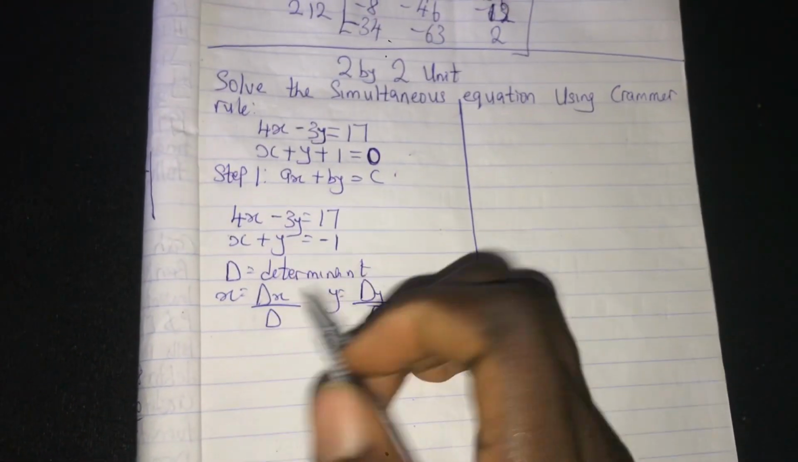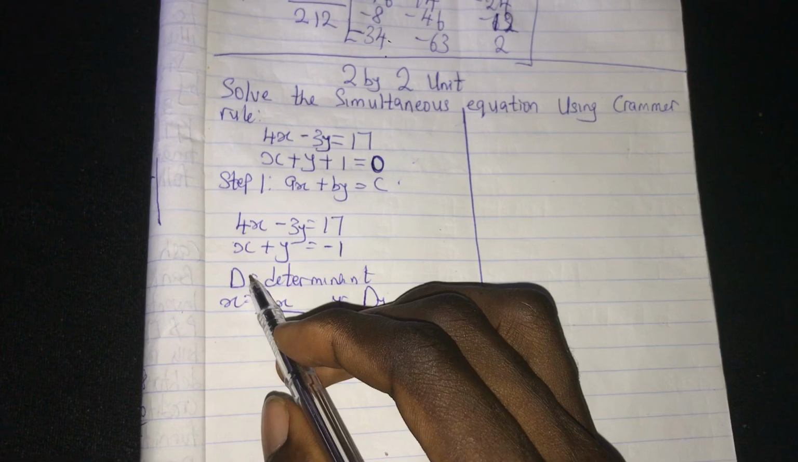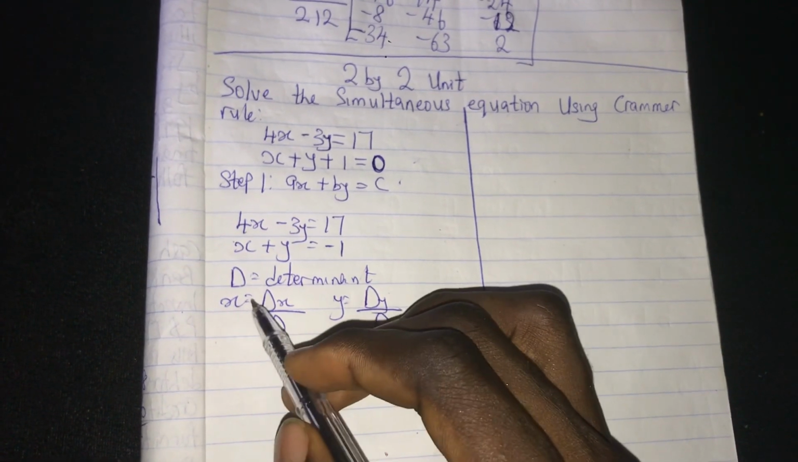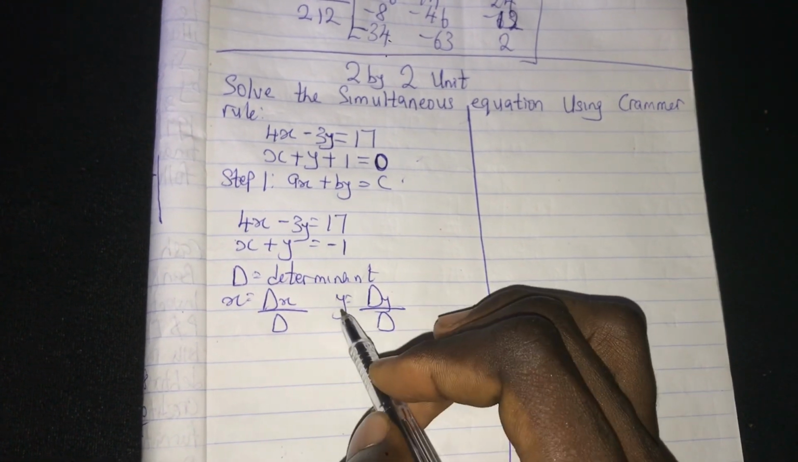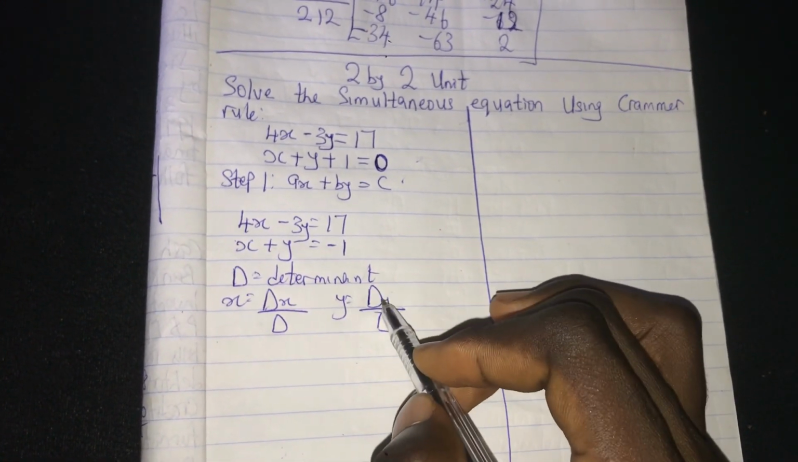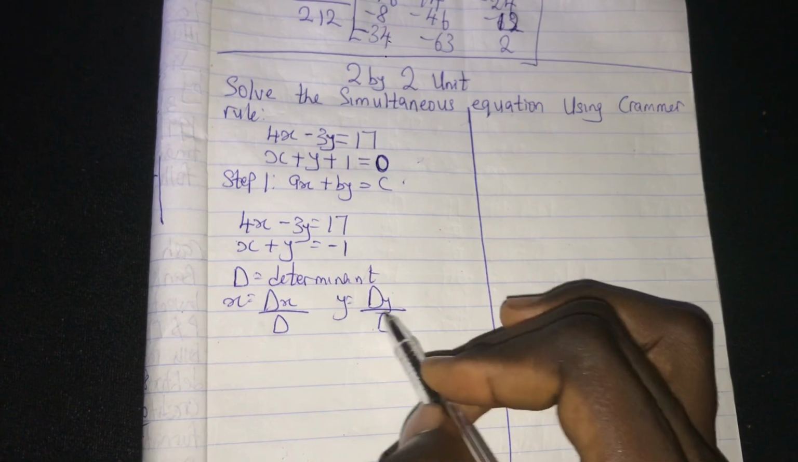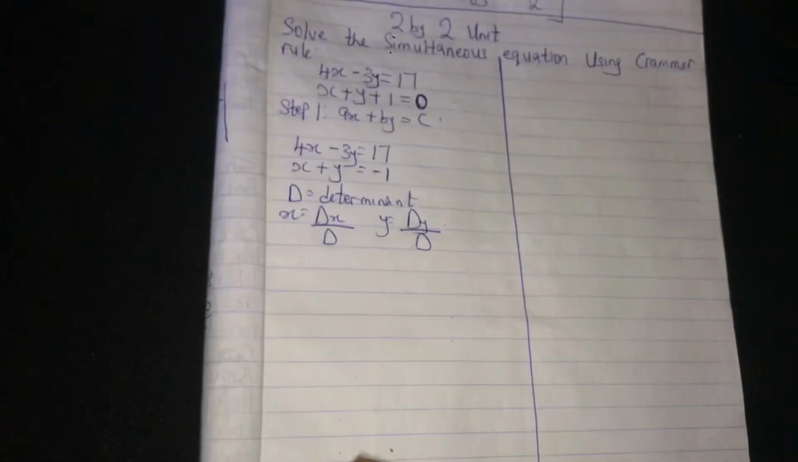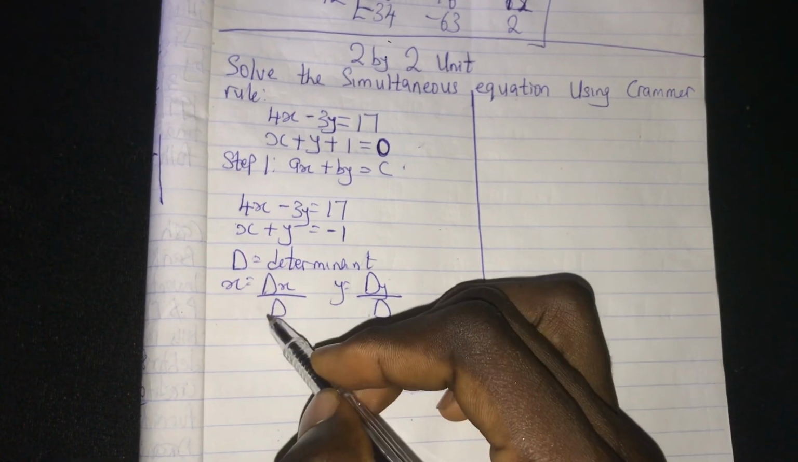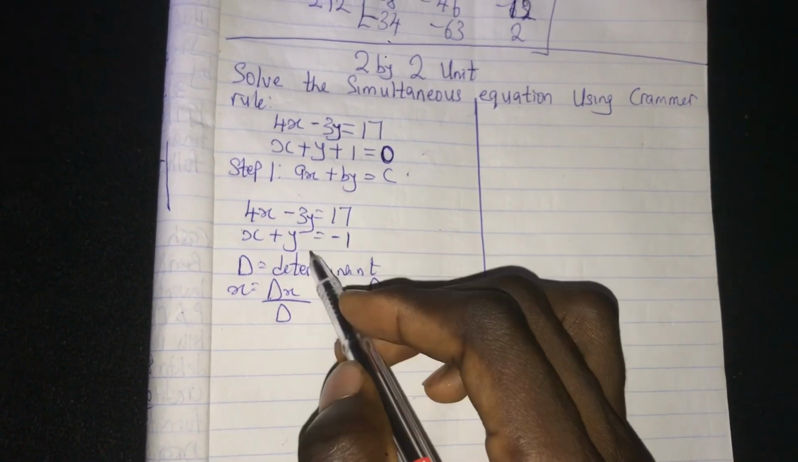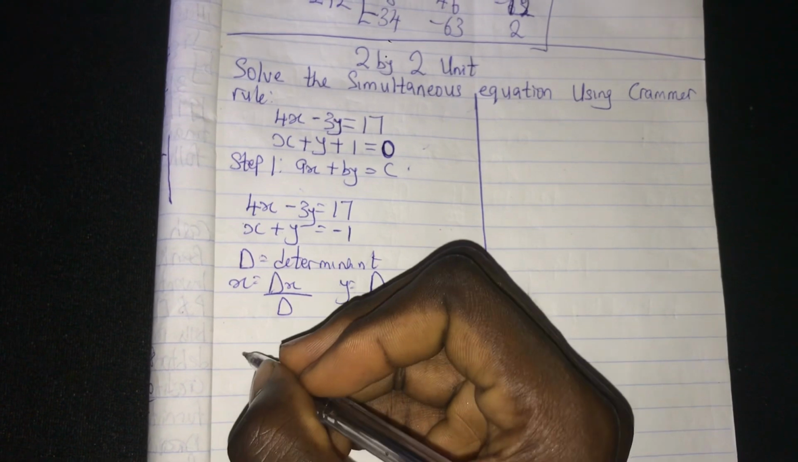simultaneous equation. So then you look for the determinants first, which are represented with D. Then now x is equals to what? Determinant of x divided by the determinant. Same goes with y, which is equals to determinant of y divided by what? The determinant. Alright, so this determinant is represented in this format, so we are going to break it down.